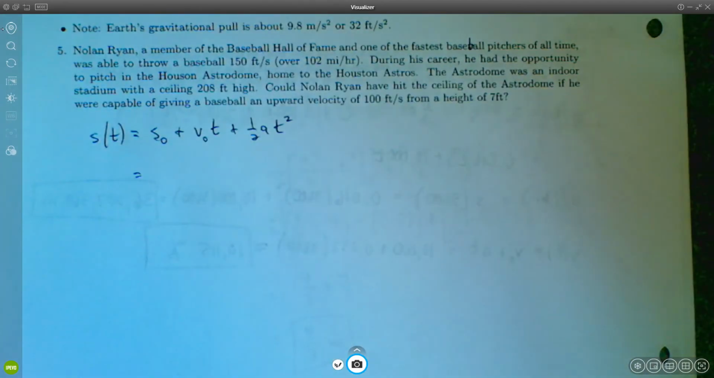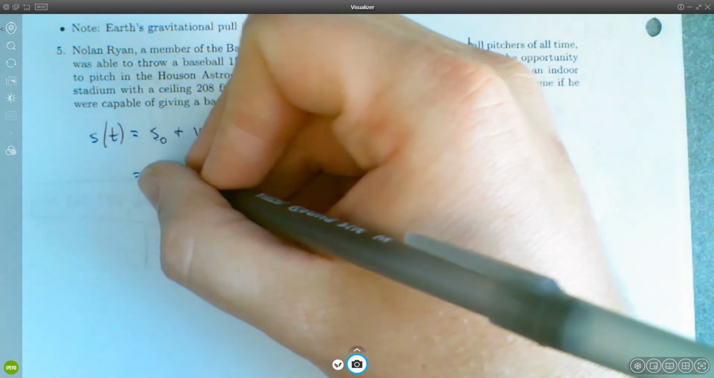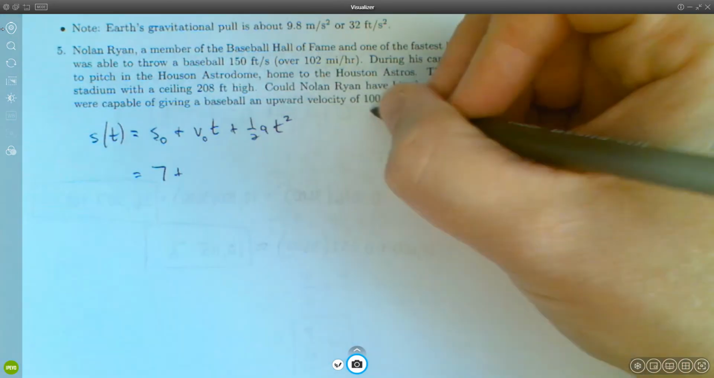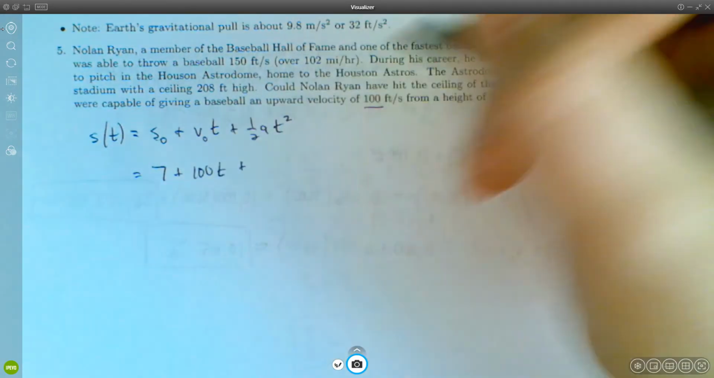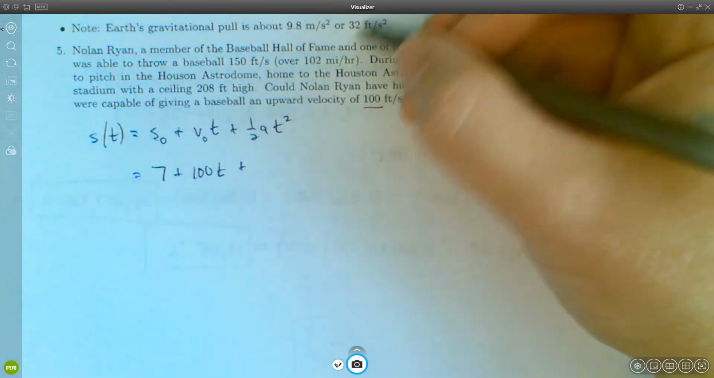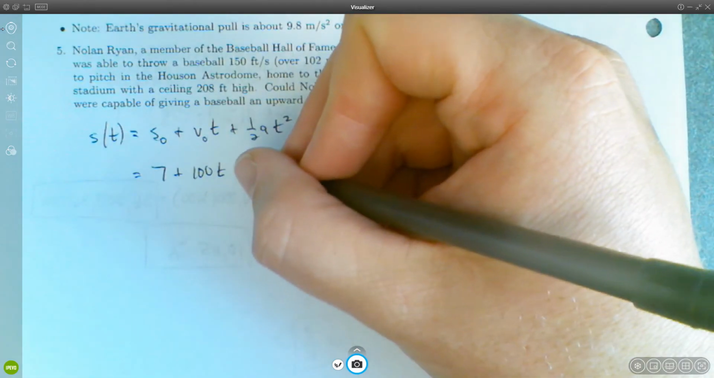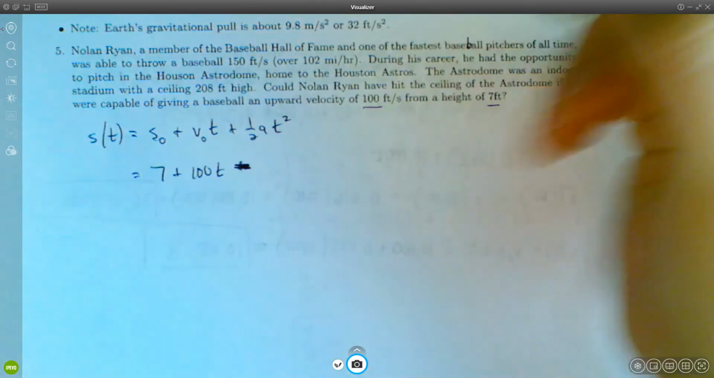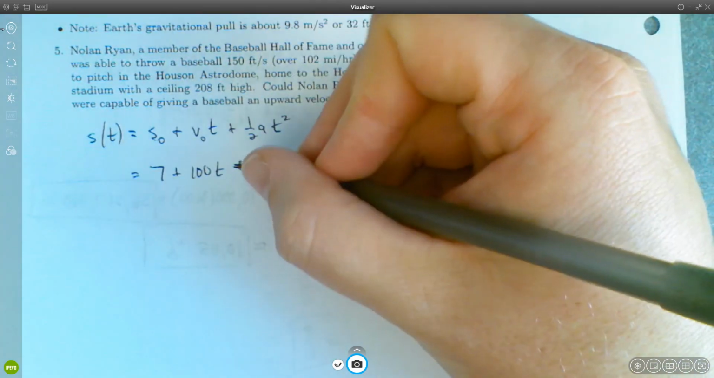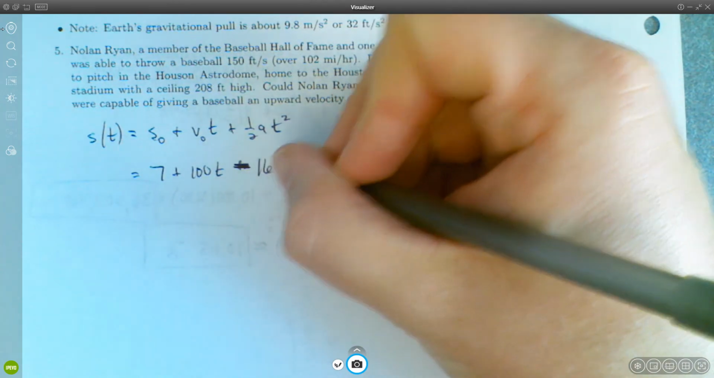So in this case, the initial position we said was 7 feet. The initial velocity we're going to say is 100 feet per second. And the acceleration we decided was 32 feet per second squared, but in the negative direction. So actually I'm going to make this a negative. 1/2 times 32 is 16, so I'm going to say minus 16t squared.